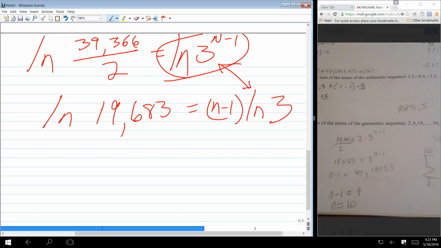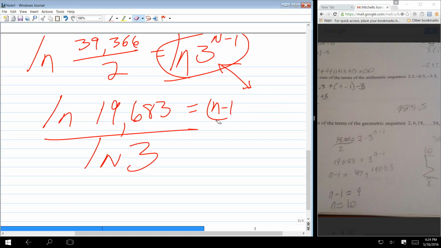And now I can divide both sides by natural log of 3. That gets rid of that. And I can add 1 to both sides, and I've got n. So my n is equal to that, whatever that number is.